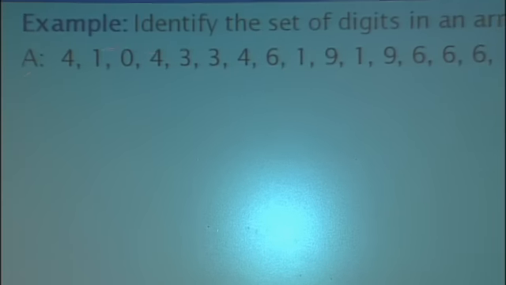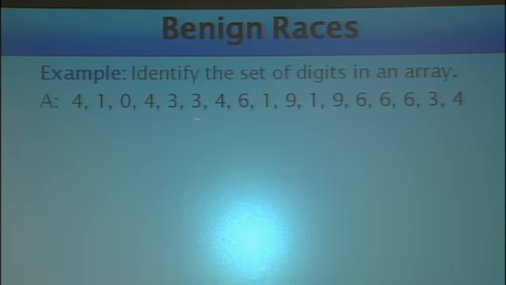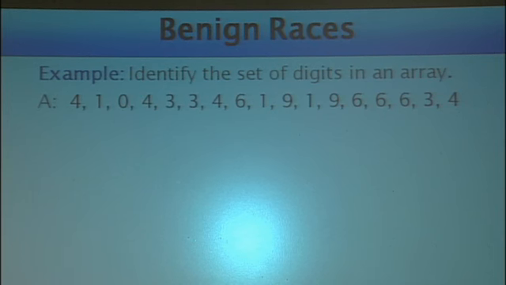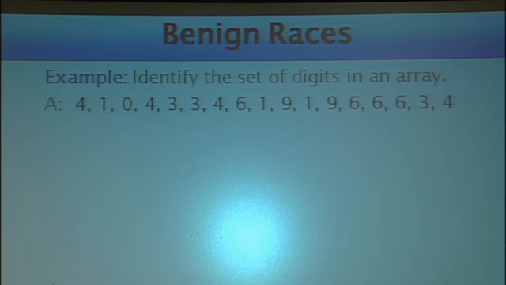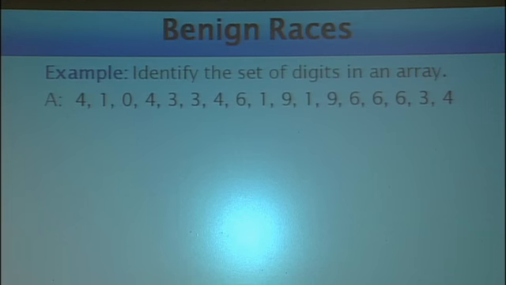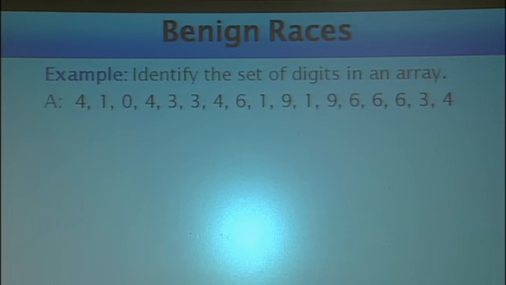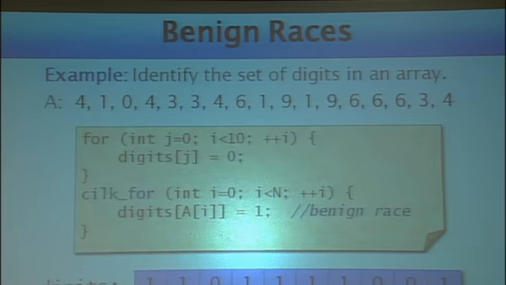So here we have, let's say, an array A that has these elements in it. And we want to find what is the set of digits in the array. So these are all going to be values between 0 and 9. And I want to know which ones are present of the digits 0 to 9, which ones are not present. So I can write a little code for that.